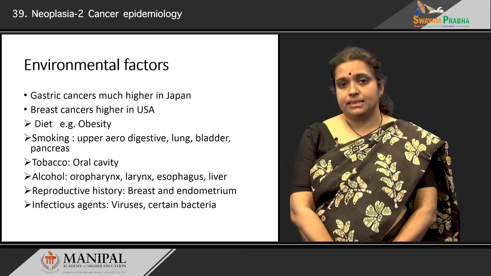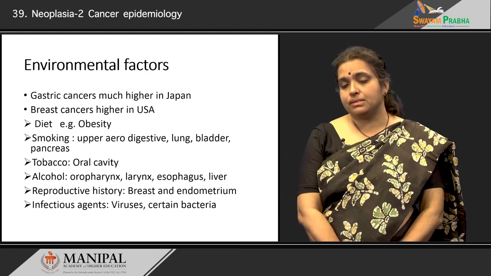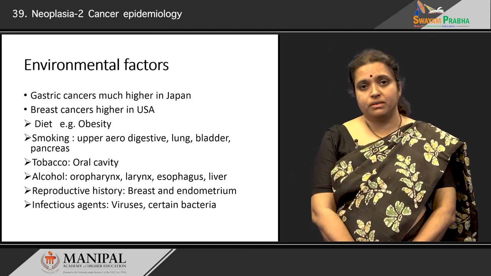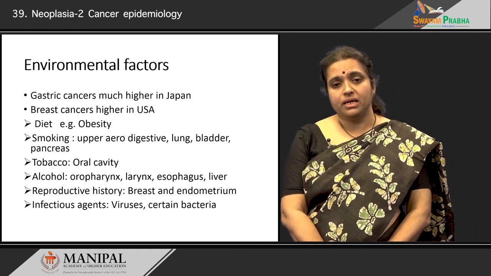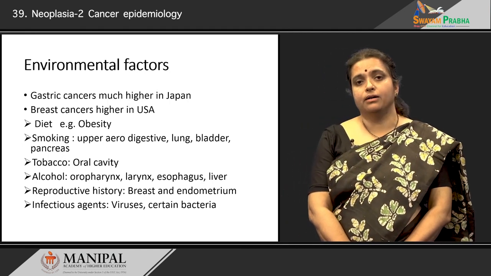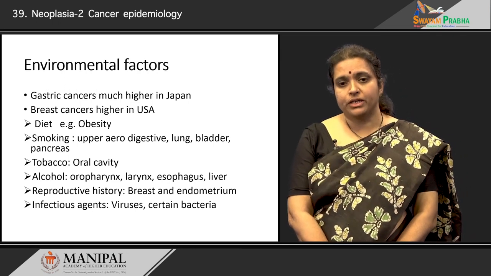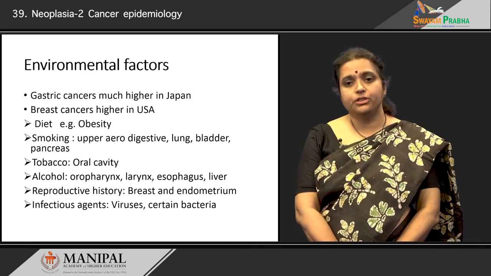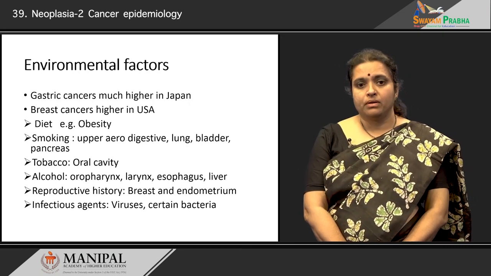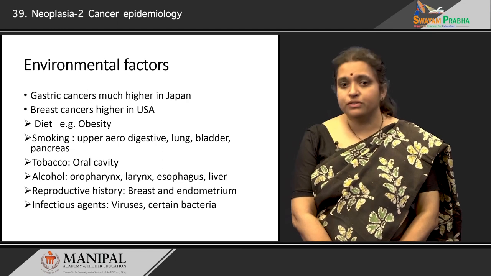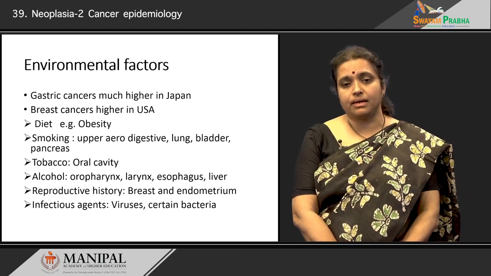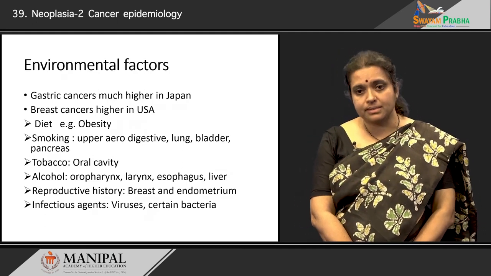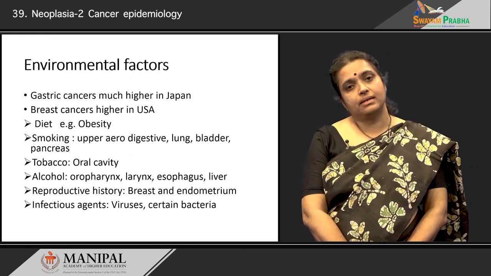There could be features of diet that affect the development of cancer. For instance, obesity is known to predispose to many cancers. Smoking, of course, everyone knows that smoking is a highly cancer causing substance. With smoking, you have many kinds of cancers that can develop, such as upper aerodigestive cancer, lung cancer, urinary bladder cancer, and pancreatic cancer. Chewing of tobacco, which is quite common in this part of the world, can lead to oral cavity cancers and other upper aerodigestive cancers. Consumption of alcohol has been linked to oropharyngeal cancers, laryngeal cancers, esophageal cancer, and even hepatocellular or liver cancer.